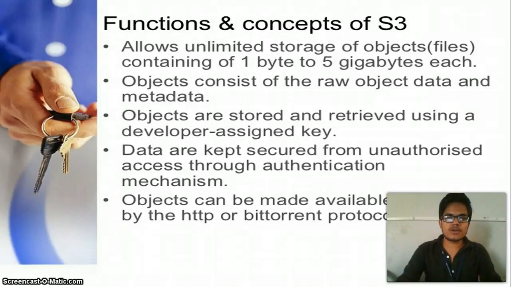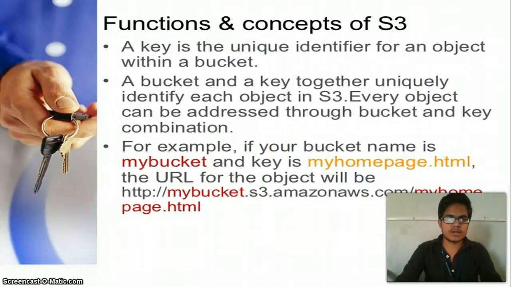Data are kept secured from unauthorized access through an authentication mechanism, which is a very important point for using Amazon S3, as our data will be secured enough so we can rely on Amazon S3. Objects can be made available to the public by the HTTP or BitTorrent protocol. So we can share the objects easily.